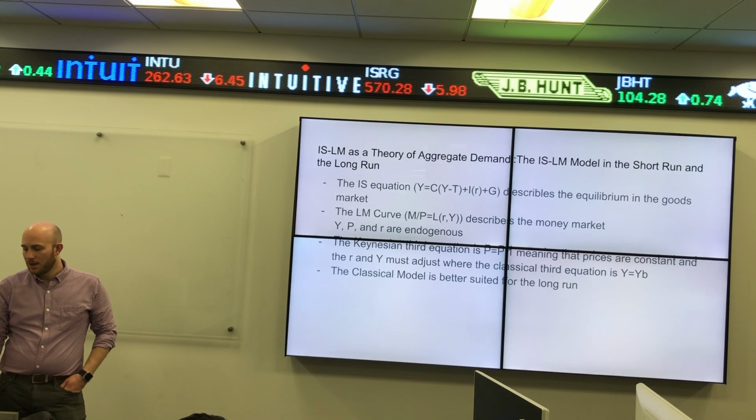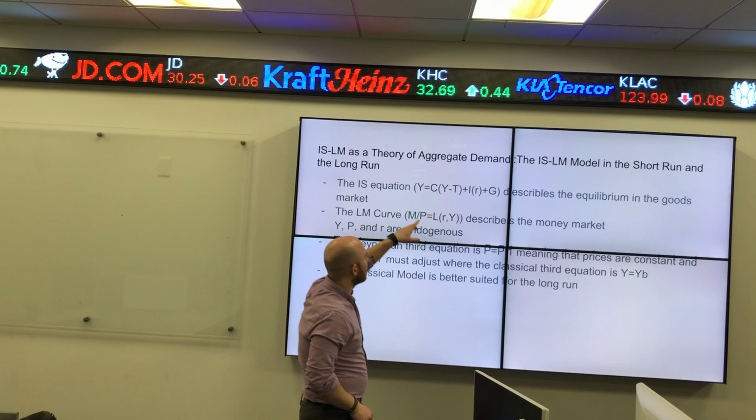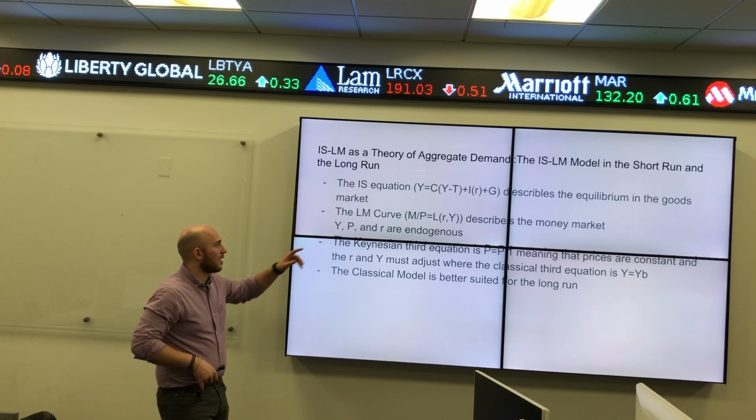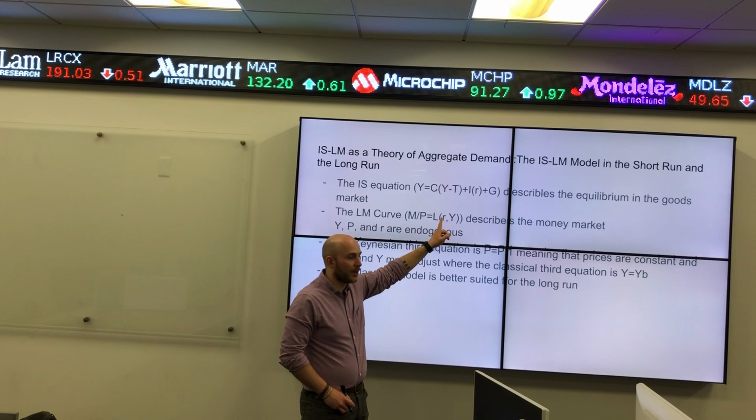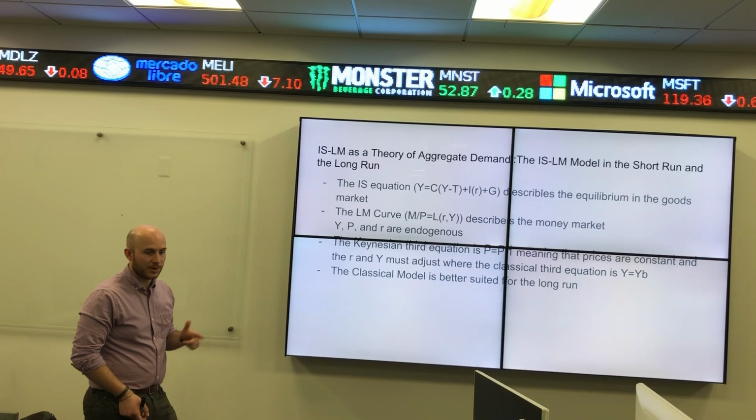All right. So we have the IS equation, which is Y equals C, which is a function of income and taxes, plus investment, which is dependent on R, plus government spending, describes the equilibrium of the goods and services market. The LM curve, which is money supply over price level, equals L, liquidity, which is dependent on the interest rate and income, describes the money market. Y, P, and R are all endogenous. So endogenous means what? Determined where? Inside. Yeah, inside the market.